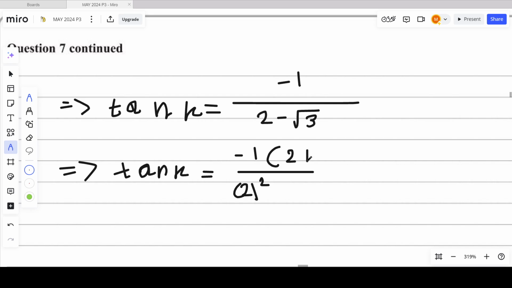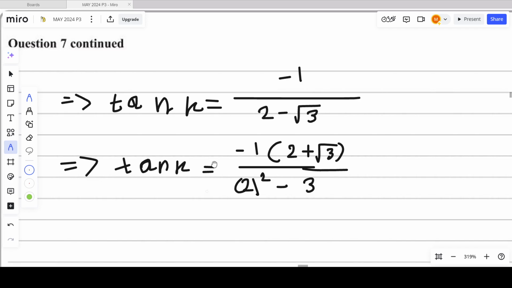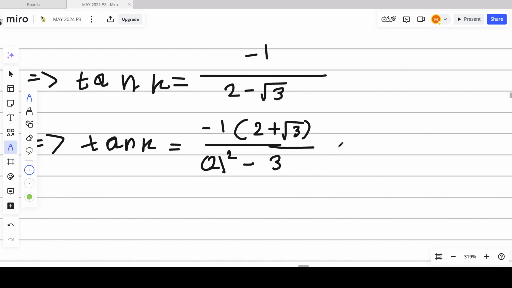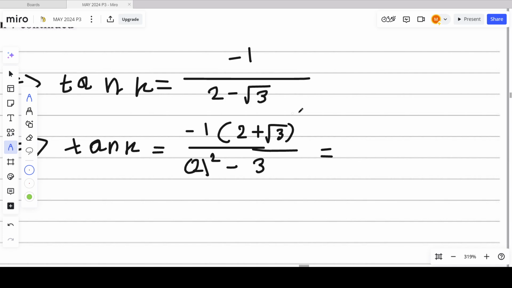So it will be 2 plus square root of 3, the conjugate pair of 2 minus square root of 3. In the denominator you will have a squared minus b squared, so this is just 3. Then what can we write? Multiply by the negative 1, so we will get minus 2 minus square root of 3 over 4 minus 3.